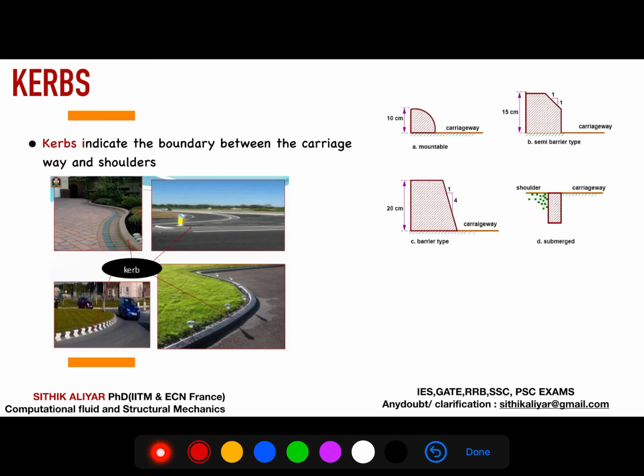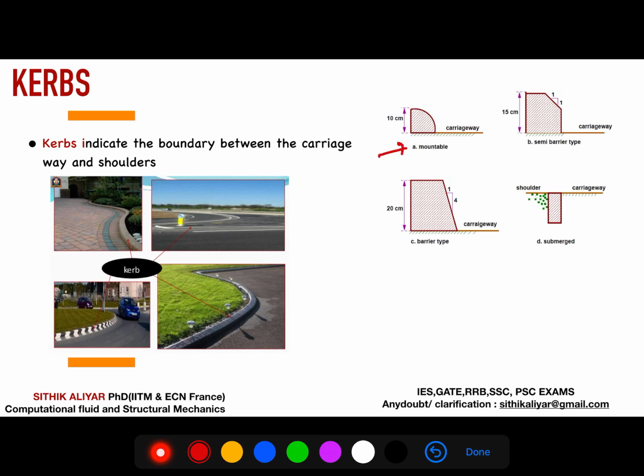Okay, so I told you something about curbs. You can see the figure. What are the curbs? You can see on the left side, this is a curb, and these are the curbs, and these are also curbs. So curbs indicate the boundary between the carriageway and the shoulders. You can see this is the carriageway and these are the shoulders, and the curb indicates its boundary. There are 4 types of curbs possible.